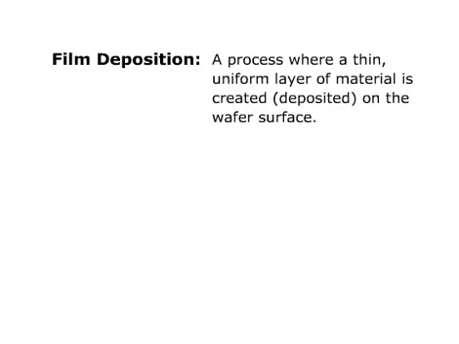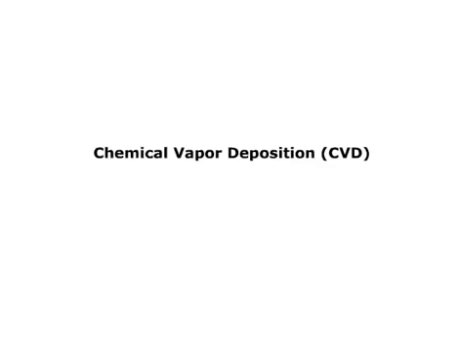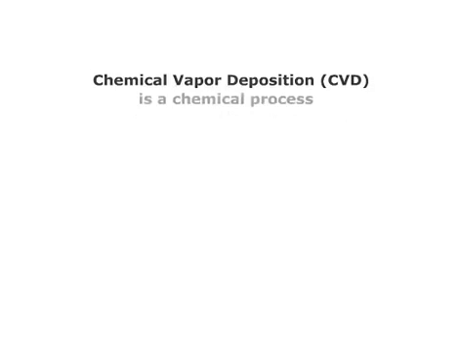Film deposition consists of creating thin, uniform layers of a material on the wafer surface. There are 3 primary techniques for film deposition: chemical vapor deposition, CVD, physical vapor deposition, PVD, and electrochemical plating, ECP. CVD is a chemical process and can be used to deposit both insulating and conducting films.